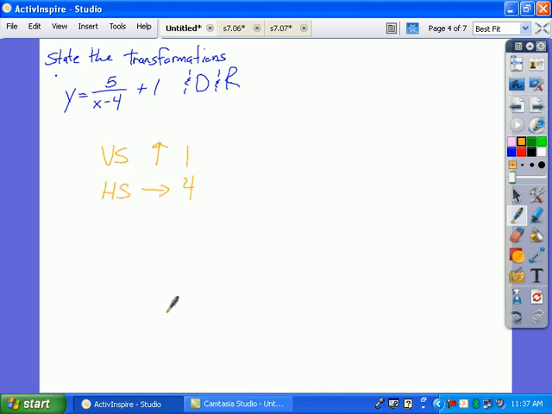When we talk about domain, the domain should be all real numbers except for whatever makes the denominator here 0. So x should not equal 4. So x is a real number such that x does not equal 4.